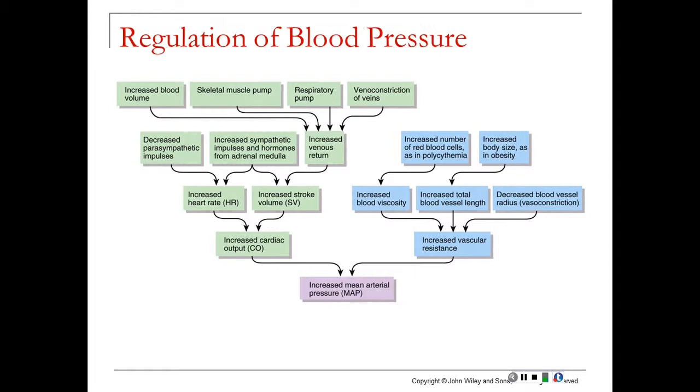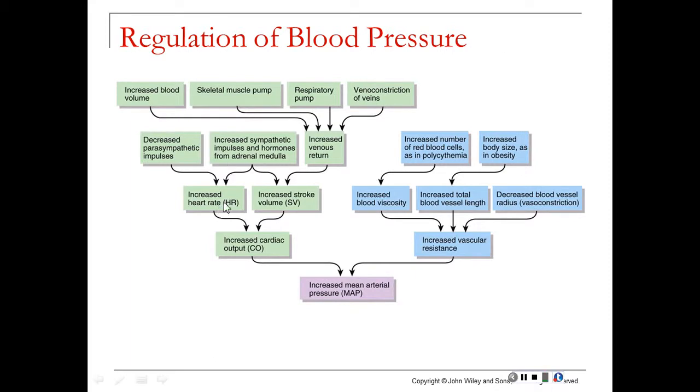This diagram here shows you how it's all interconnected. So let's start at the top. With an increase in blood volume, your skeletal muscle pump, your respiratory pump, and constriction of the veins, you're going to get an increased venous return. With an increased venous return, you're going to get an increased stroke volume, right? Increased venous return, increased stroke volume. Ultimately, that's going to increase your cardiac output. You can also get increased sympathetic impulses from hormones of the adrenal medulla, the epinephrine and norepinephrine.